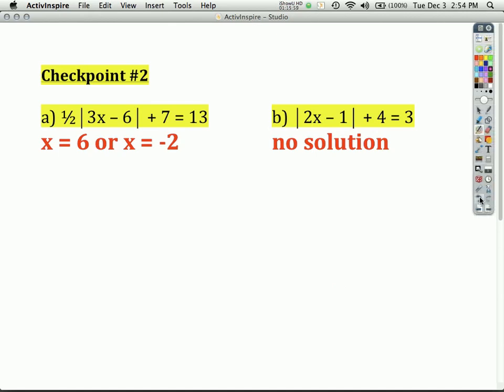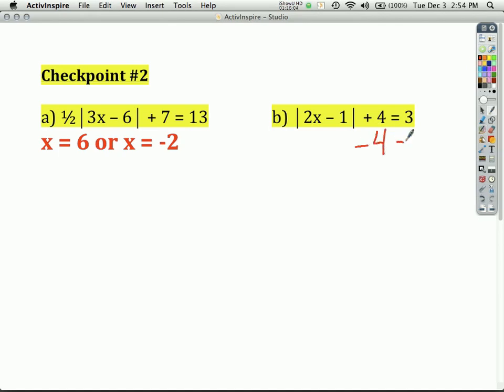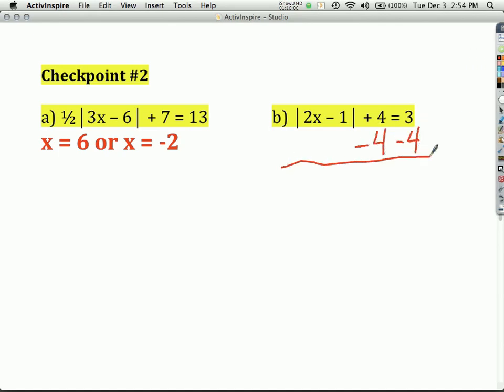Part B. You subtract 4 to isolate the absolute value, and then all of a sudden, the right-hand side turned to -1, and then you can stop. You already know that there is no solution. But you must isolate the absolute value first. You will not know until you isolate it. Okay? Comments or questions on checkpoint number 2? Give me a thumbs up if you got both of them right.